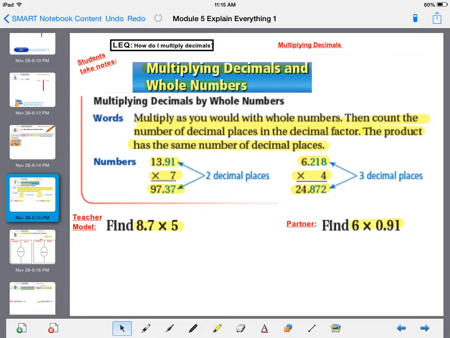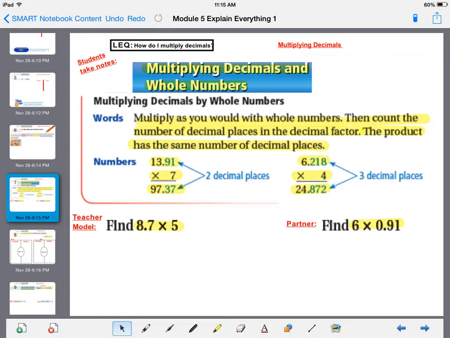We also talked about multiplying decimals with whole numbers, and we talked about how this is very, very simple. We're not going to let or allow the decimals to confuse us in any way. We are going to multiply as we normally would, and then we're going to take care of the decimal at the end. So we would multiply as we would with whole numbers.